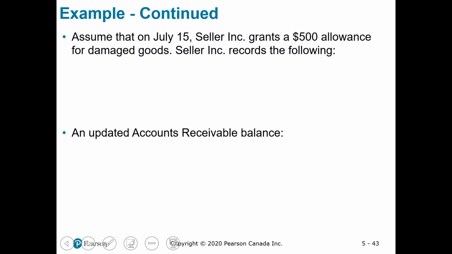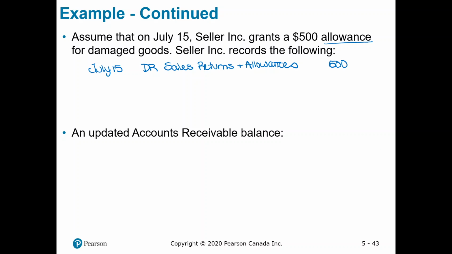Okay, next part, we're assuming that on July 15th, seller, so us, we granted a $500 allowance for damaged goods. So now remember, with an allowance, the customer keeps the items, but because there was this damage, we give them the reduction in price. So July 15th. Again, we're granting this allowance, but we want to track it in a separate account. So we will debit sales returns and allowances again. Put both returns and allowances into the same account. And since we've given them this reduction, we also credit accounts receivable. This customer will never need to pay us this $500 reduction. So we want to take it out of the amount that we say we still have left to receive.